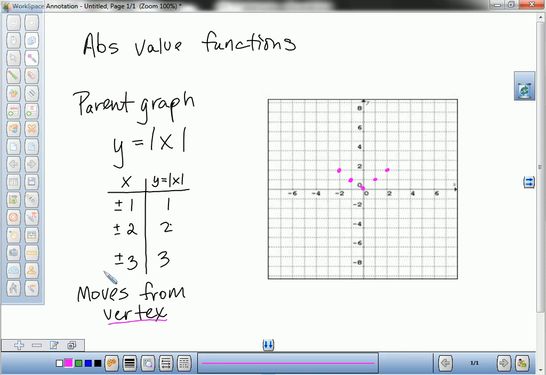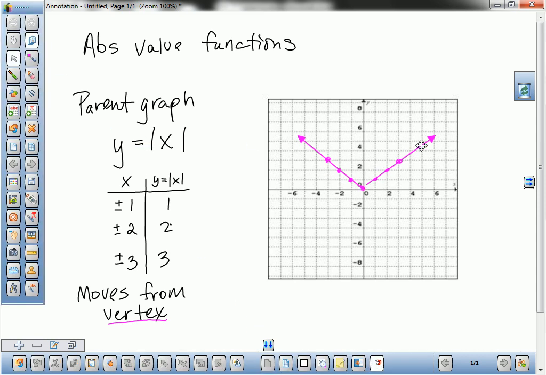Okay, and then the next one takes us back to the vertex, and then we go right 3, up 3. Right 3, up 3. And then we go left 3, up 3. And an absolute value function creates a V. It goes V this way, and the other side of V this way. My V did not quite connect. Let's see if I can shift that down to where it does. Nope, I missed. There.